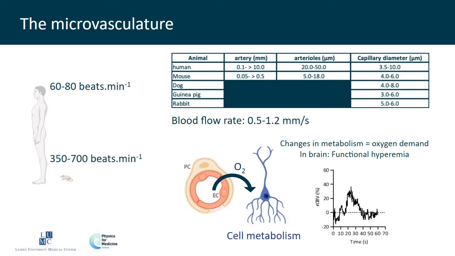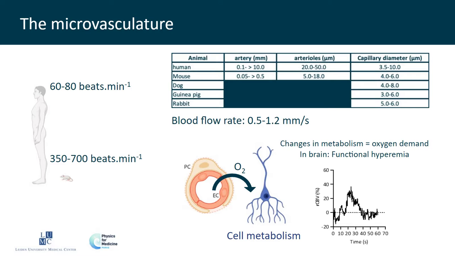For example, if you look at the heart of the human and the mouse, you can see it beats very differently. In humans, you can see 60 to 80 beats per minute, whereas in mice, you can see 350 to 700 beats per minute. The size is different, but also the rate of beating. If you look at the big vessels, you can see also that the diameters are largely different. And it's not only the size that is different, but also their composition. You have much more layers of smooth muscle cells in big vessels of humans compared to mice.